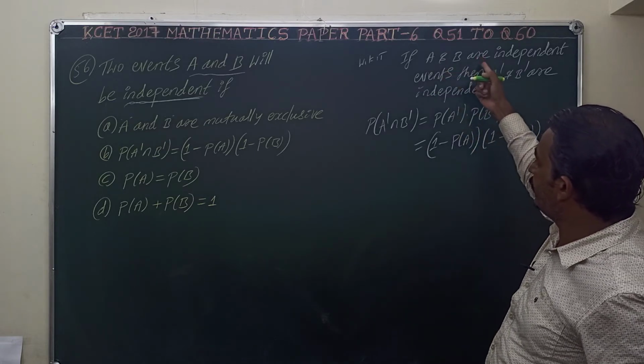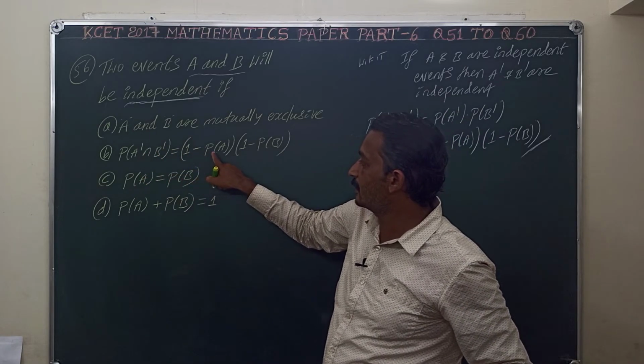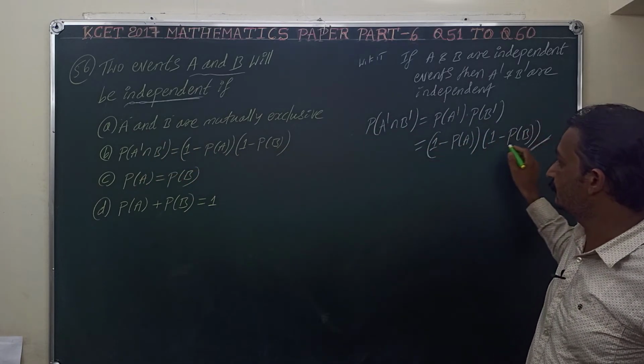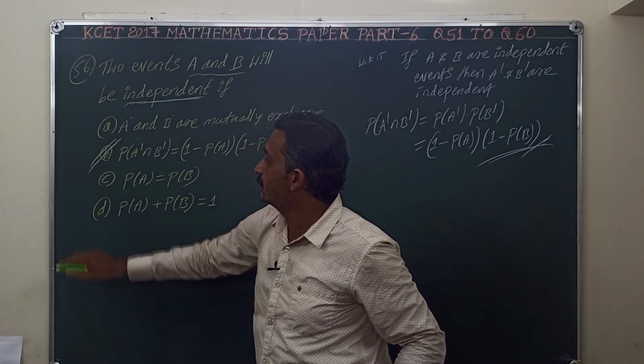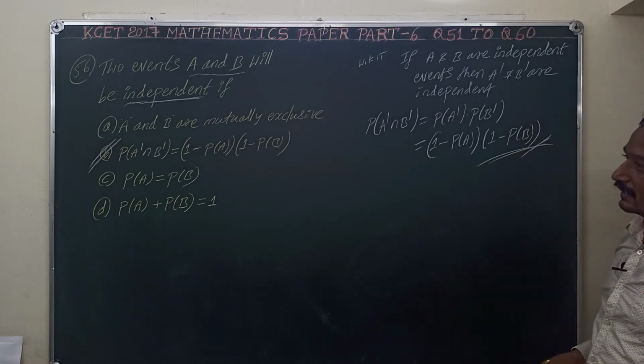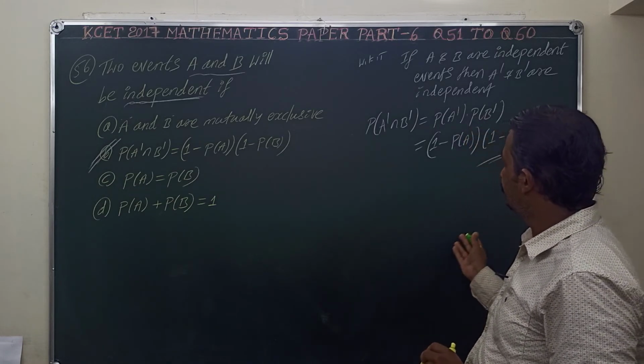So if A and B are independent, P of A complement intersection B complement is nothing but 1 minus P of A into 1 minus P of B. So option B is correct in this case. So this is an NCERT question, a direct question. All the students solve this question easily. Take down.